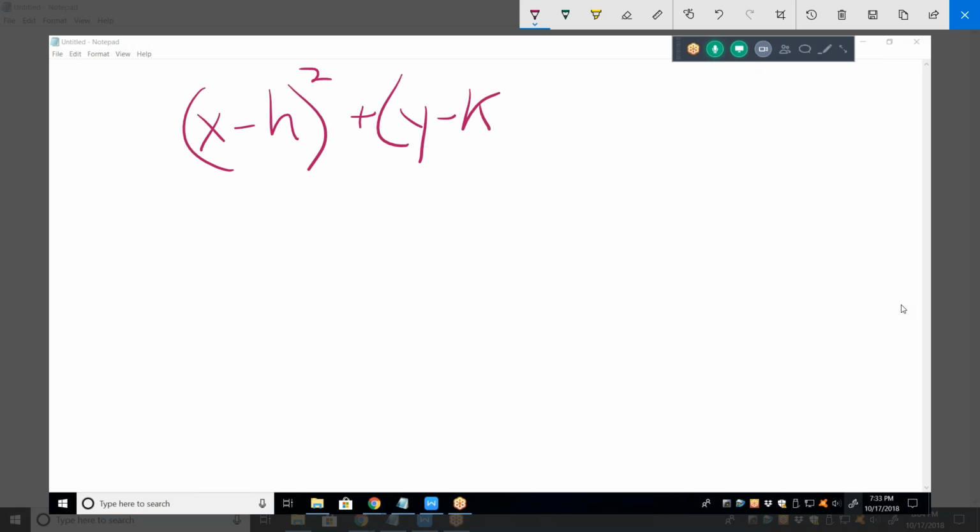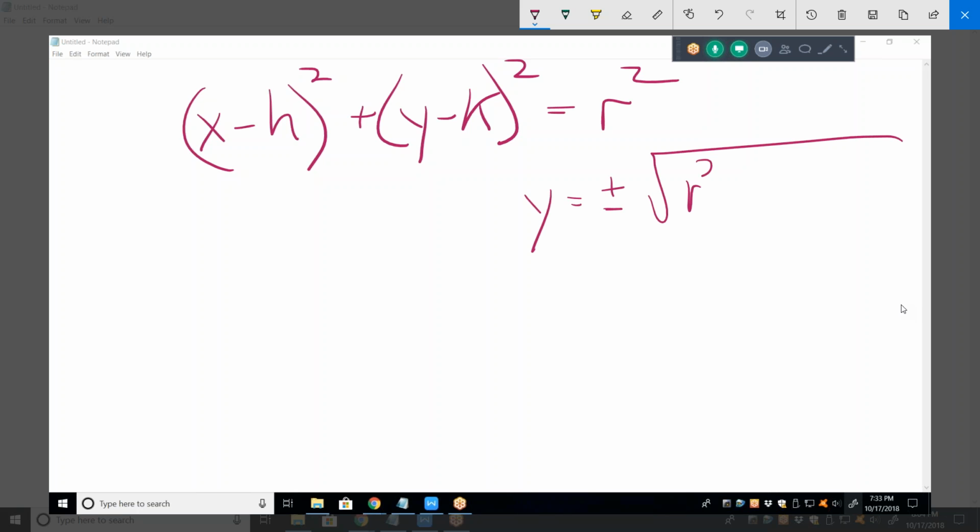The other equation that you could use would be y equals, and then wouldn't it be plus or minus, and then all under the radical r squared? Yep. Minus, and then in parentheses, x minus h, and then end parentheses squared. Correct, like that. Outside the radical, plus k.